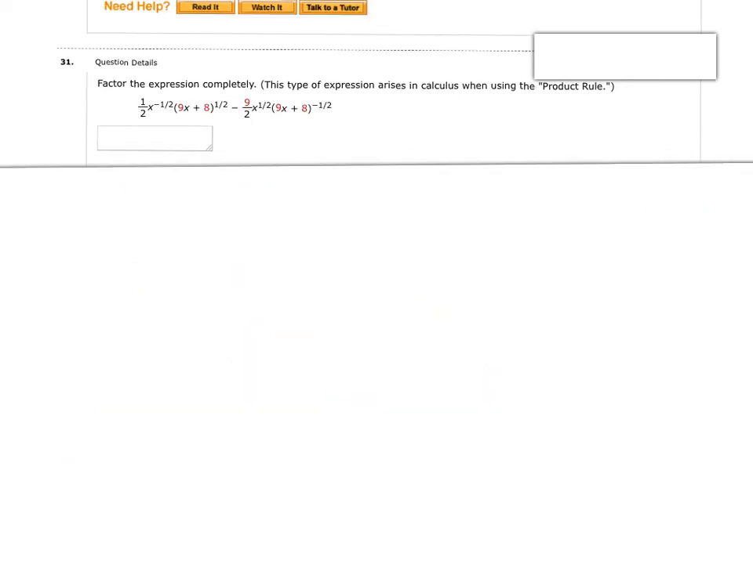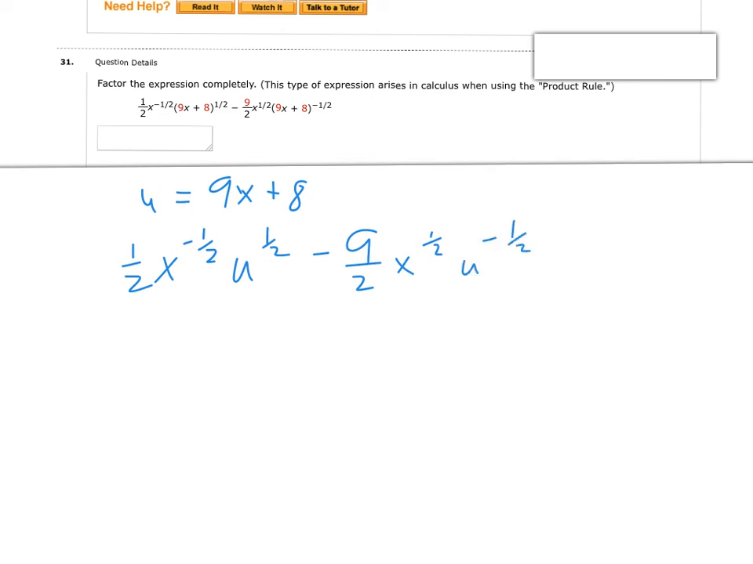All right, last one here we'll do is we'll set up a u equals 9x plus 8. So I'll write this as 1/2 x to the negative 1/2 u to the 1/2 minus 9 over 2 x to the 1/2 and u to the negative 1/2. So it looks like what I can factor out here is, you know what, I can factor out a 1/2 here, which I'd really like to do, and I'll show you what we want to do with that. Looks like the smallest power of each of the variables is -1/2, so I'll take that out in front.